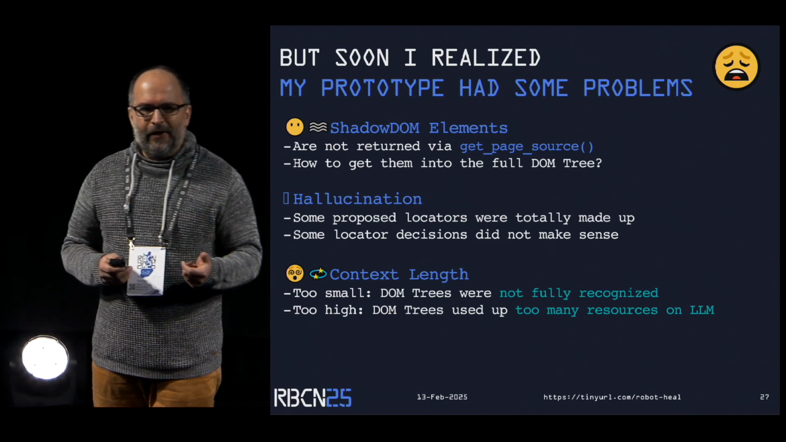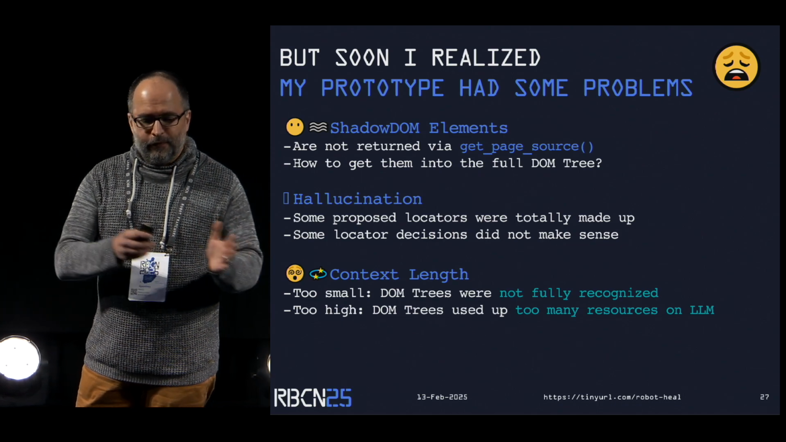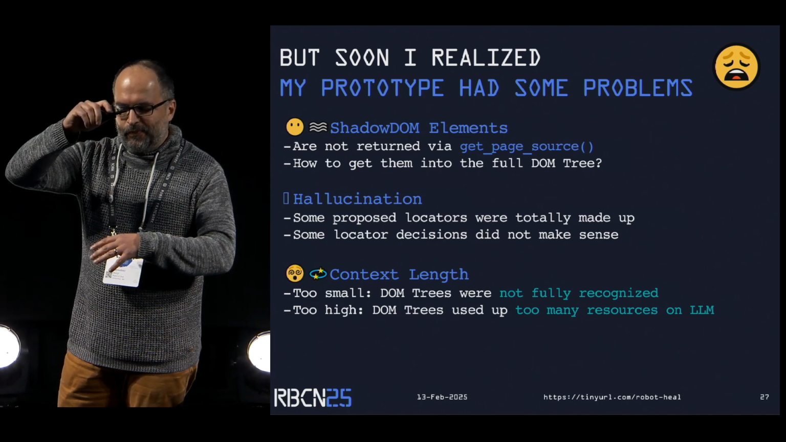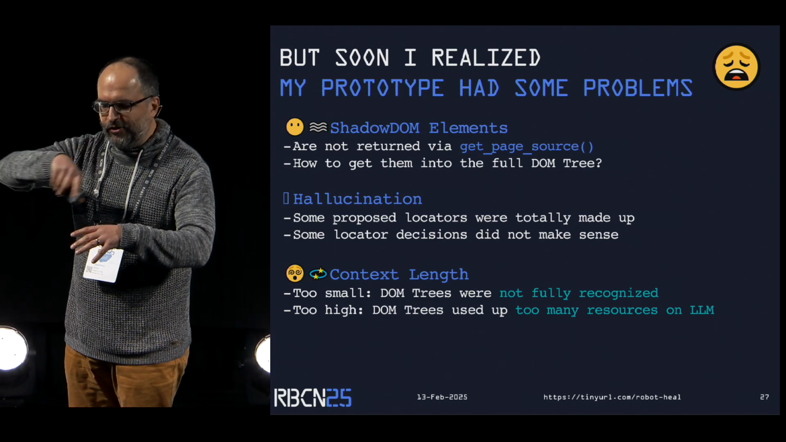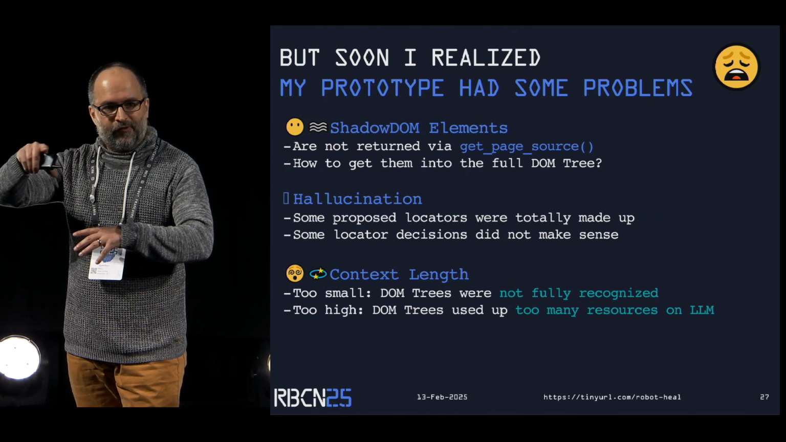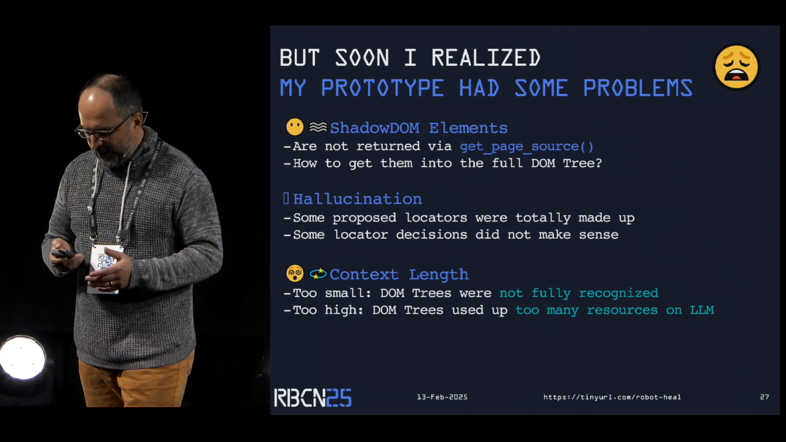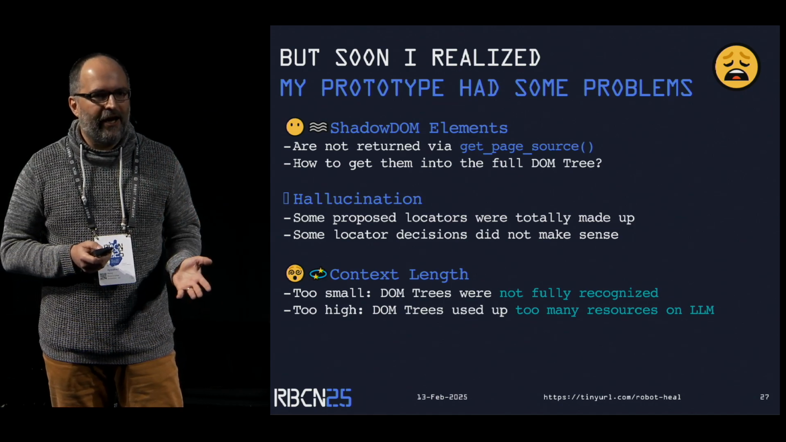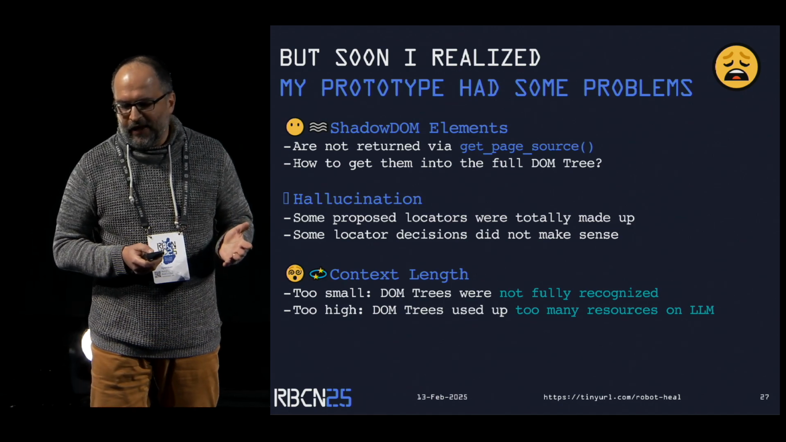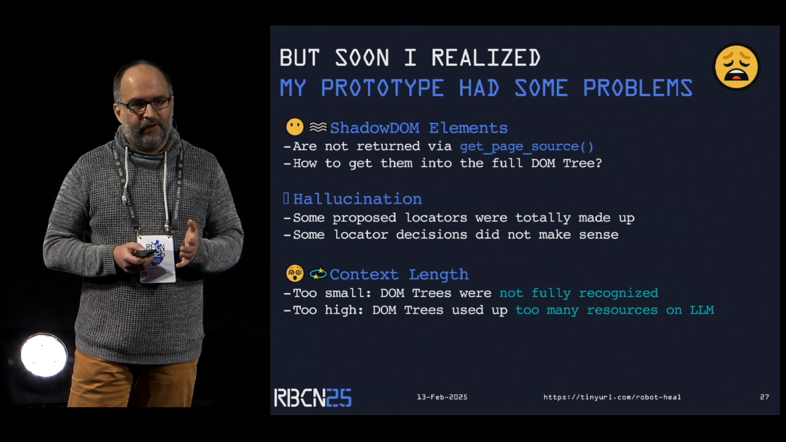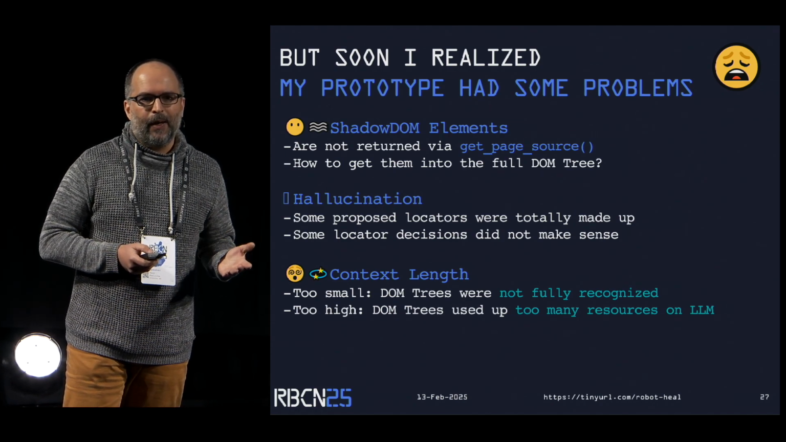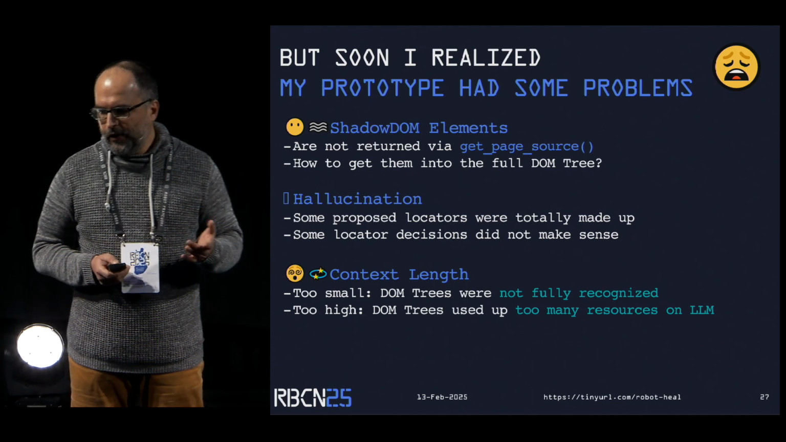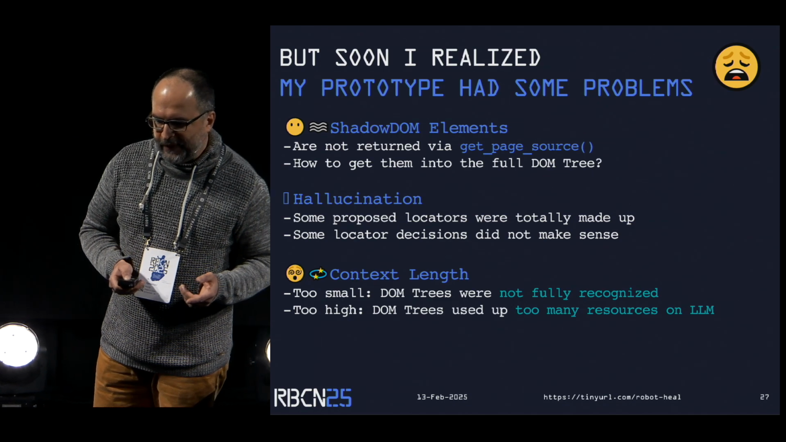If the attention span is too small, and you give it a full DOM tree, it might start reading the DOM tree, but when it reaches the end, it might have forgotten the beginning. So it only gets a part of the information. However, if you set the context length too high, then the responses of the large language model are very slow, and it eats up too many resources on your machine. So those were some problems I had to deal with.